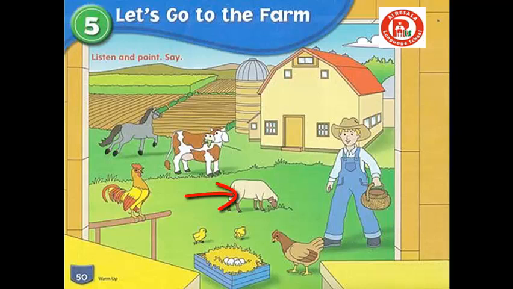What is this? It's a sheep. What is this? It's a rooster. What is this? It's a hen. And who is this? He is a farmer. Okay.